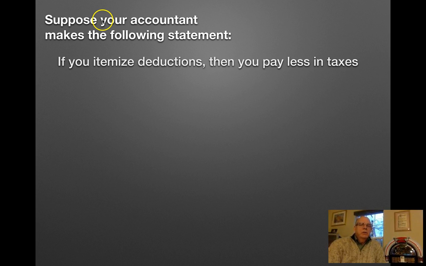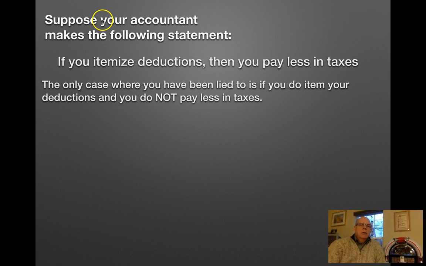If that's our original statement, we want to determine when this would be false, because we're talking about negating a conditional statement. The only case where you would have been lied to by your accountant is if you do itemize your deductions and you do not pay less in taxes. That would make this a false statement or a lie.